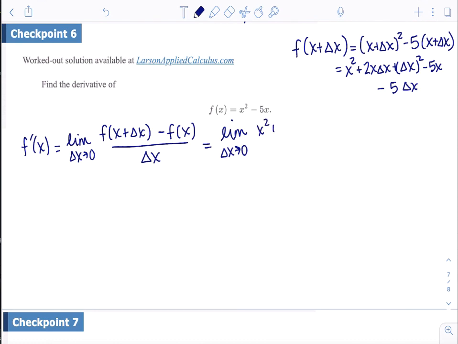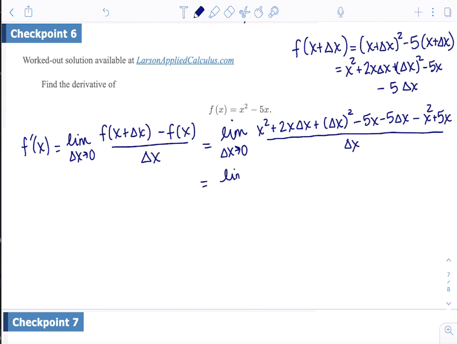We'll have x squared plus 2x delta x plus delta x squared minus 5x minus 5 delta x. We subtract the function, and I'm just going to remember that I need to subtract all the way through, which means I'm going to change all of the signs. Then all of this is over delta x. We still keep our limit because we have not evaluated yet, but we can do some simplifying, and you should be left with only terms that still have delta x in them.